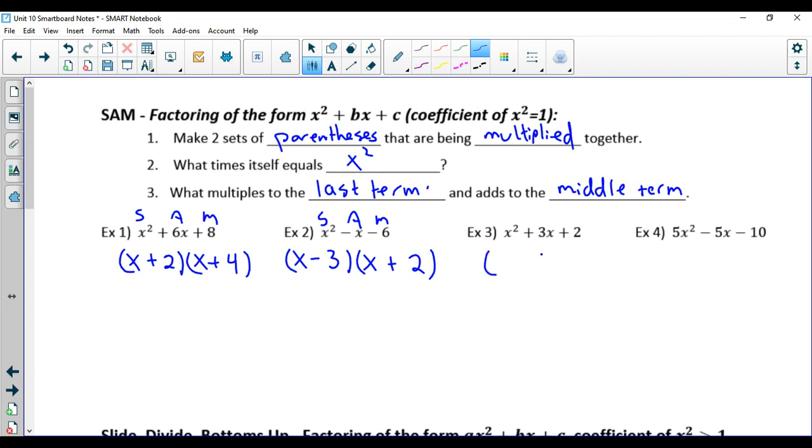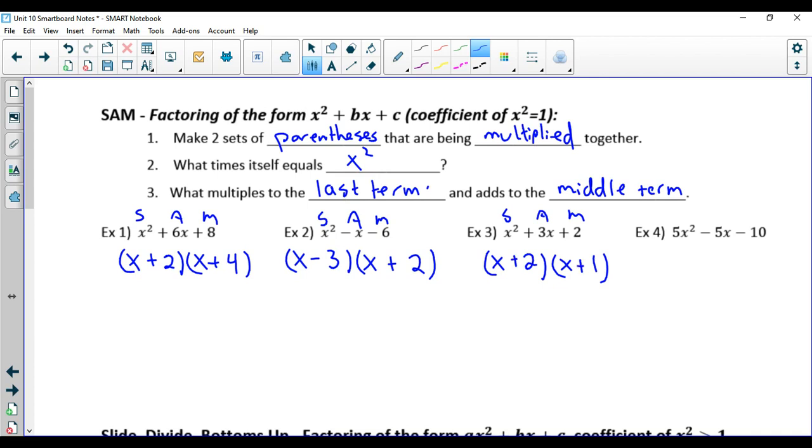Number 3, there is no GCF, so you are doing SAM factoring. What multiplies to x squared is x and x, so we're saying what multiplies to 2 and adds to 3. 2 and 1, and they both would be positive.